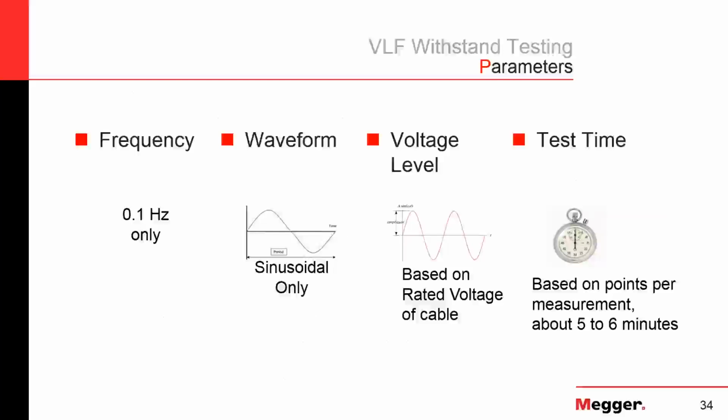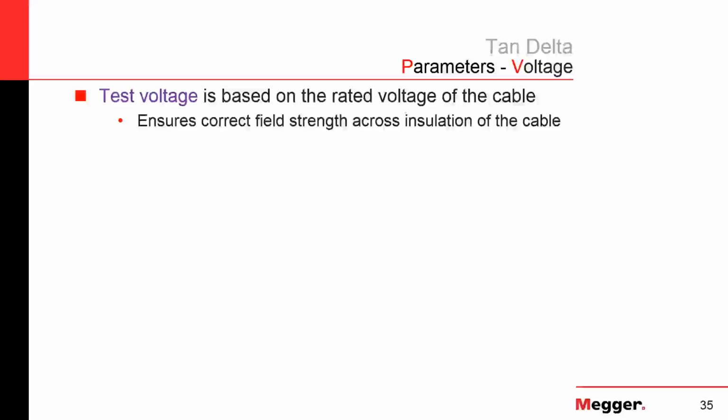So what are the parameters then for VLF testing? It has to be 0.1 hertz sinusoidal. That's the only choice we have if we're going to compare it to the IEEE charts. The voltage level is based on the rated voltage of the cable, and the test time is based on the number of points per measurement that we take. Overall, the entire test takes about 5 to 6 minutes, with voltage above operating voltage for only a minute or 2. It's a very quick, very gentle test.